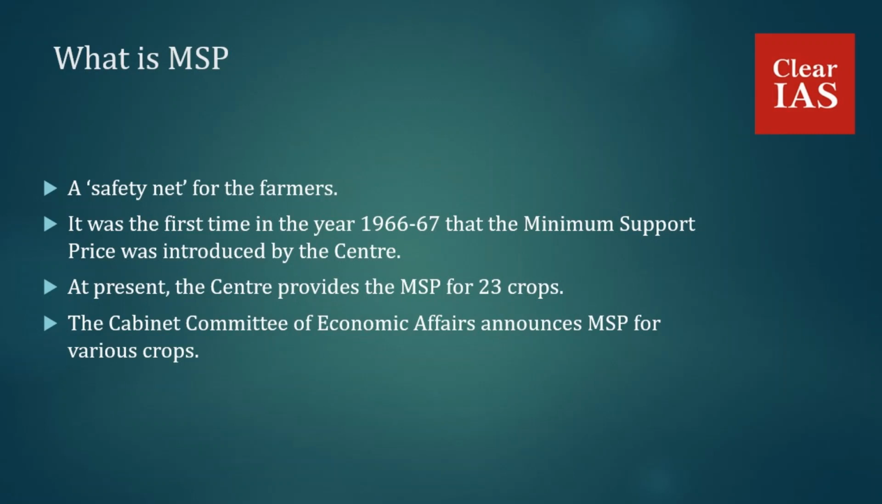If you see the background of MSP, at the time of independence India was staring at a major deficit in terms of cereal production. After struggling through the first decade, India decided to go for extensive agricultural reforms, and it was in 1966-67 that the minimum support price was introduced by the center. At that point, rupees 54 per quintal, the MSP for wheat, was fixed for the first time.